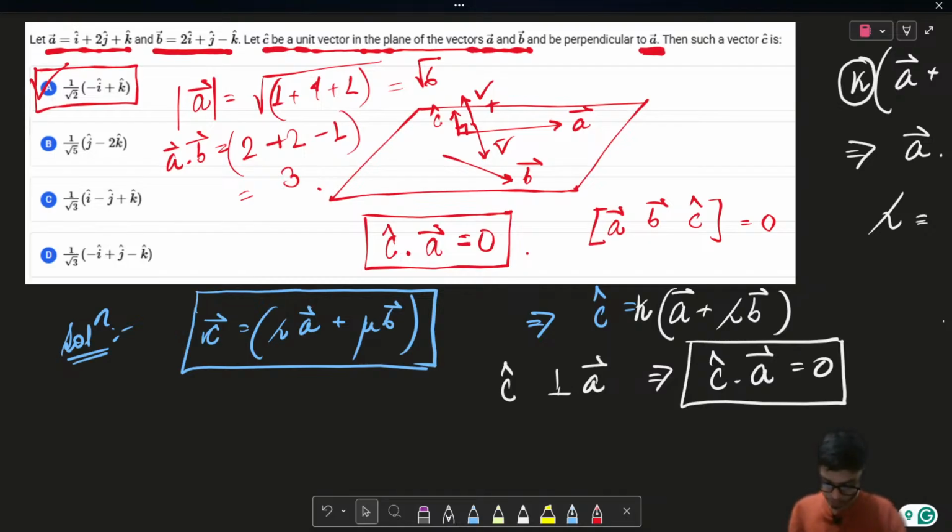Is NCERT enough to score well in my boards? Yes, if you are from the CBSE board, I would say yes. NCERT is the only book that you need to follow for scoring the highest marks.